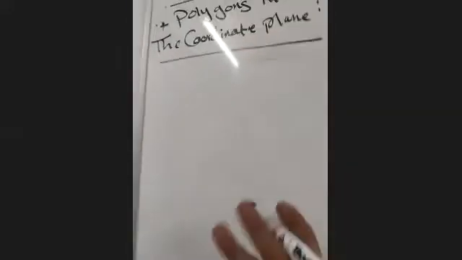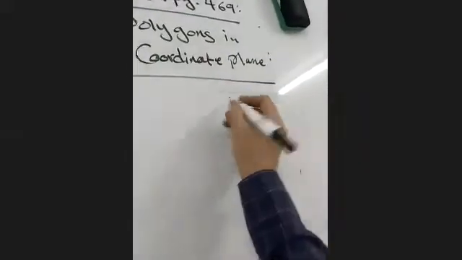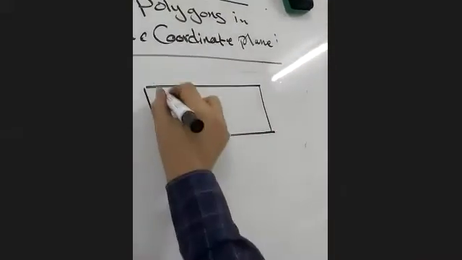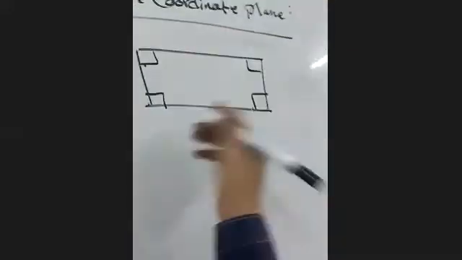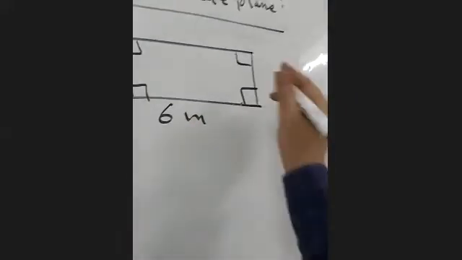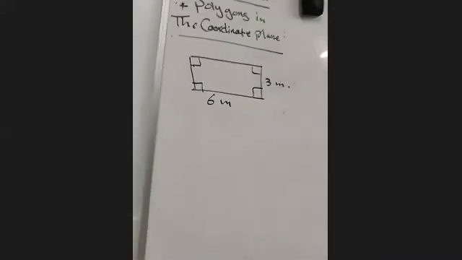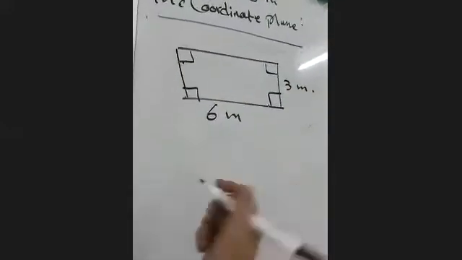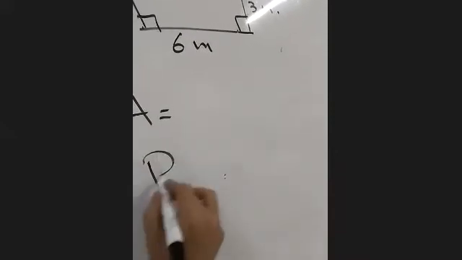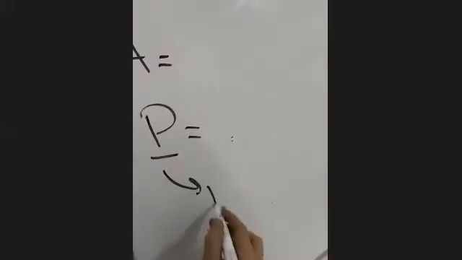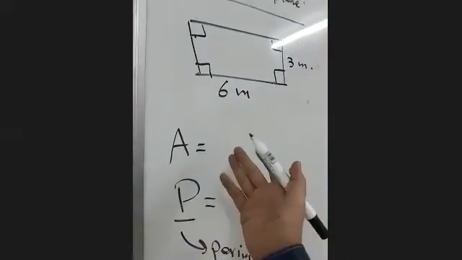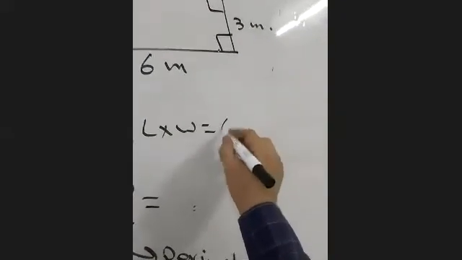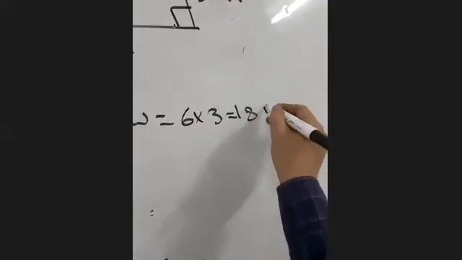First, what's the perimeter of the polygon? Take, for example, a rectangle like this one. We know the rectangle has length and width. The length is 6 meters, for example, and the width is 3 meters. Here we can find two things for this polygon: the area and P. Don't forget P means perimeter. Now the area, we know it is length multiplied by width, like base by height for a parallelogram, which is 6 by 3, how much? 18 square meters.